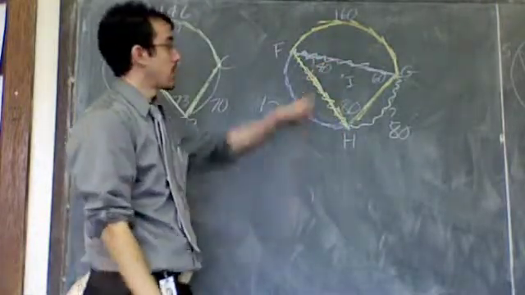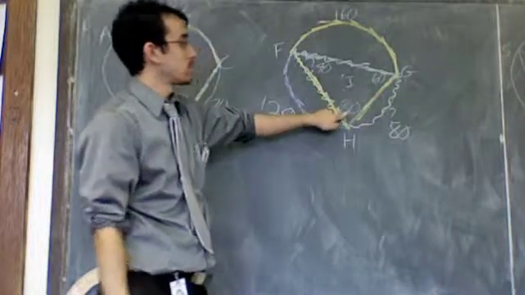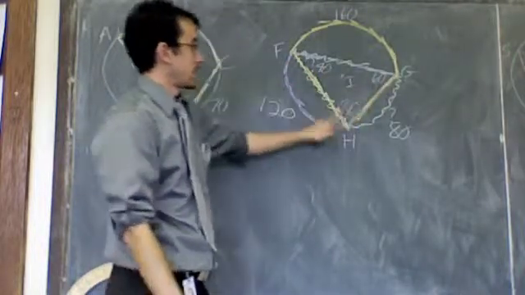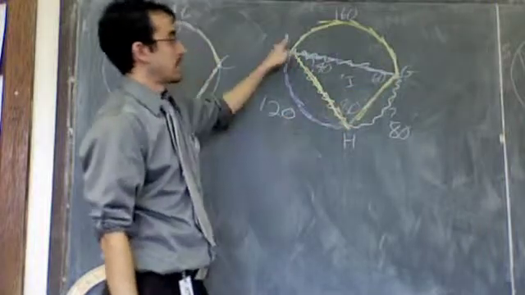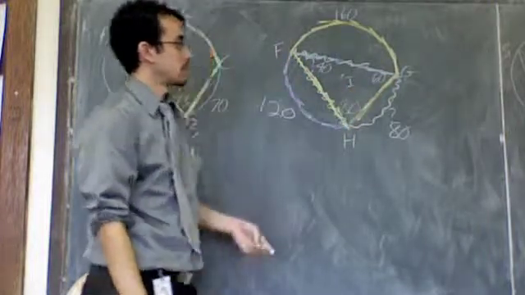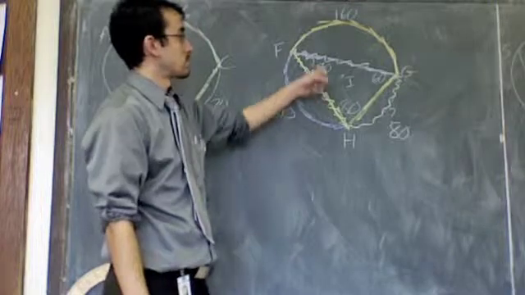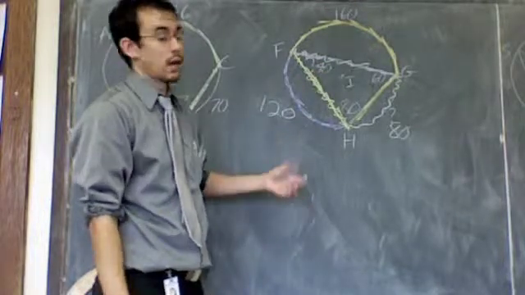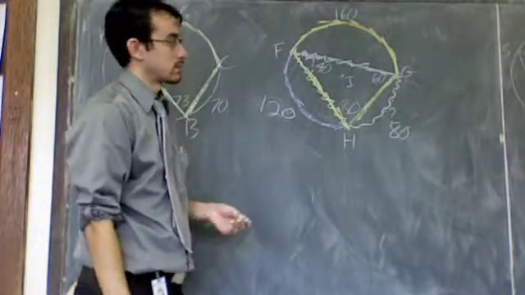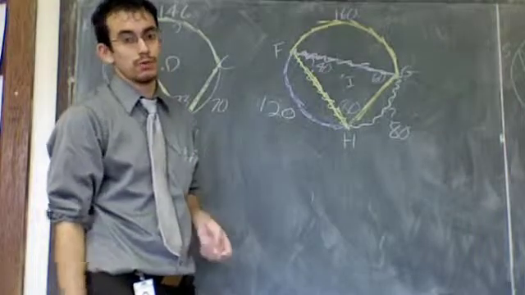A second way you could have gotten this 40 is, once you knew these two angles, since this is a triangle, its degree measures had better add up to 180. So 80 plus 60 is 140, and 180 minus 140 is 40. Any way you want to go about it, you still get the same answers. All right, that's two problems. We're going to look at two more.